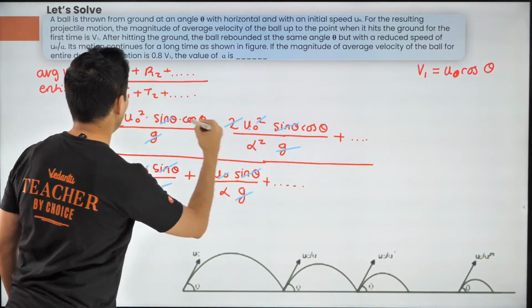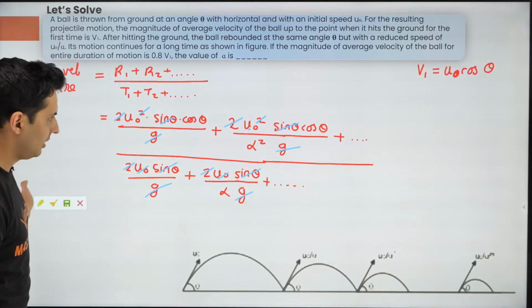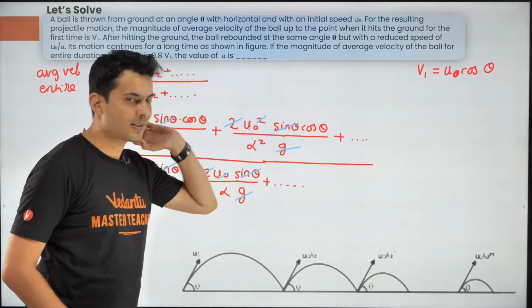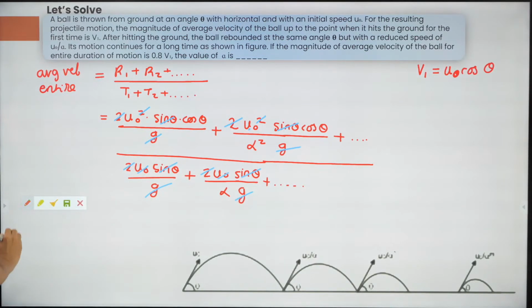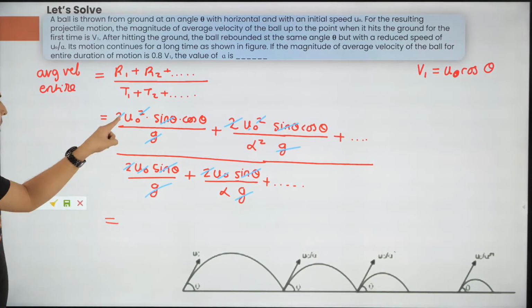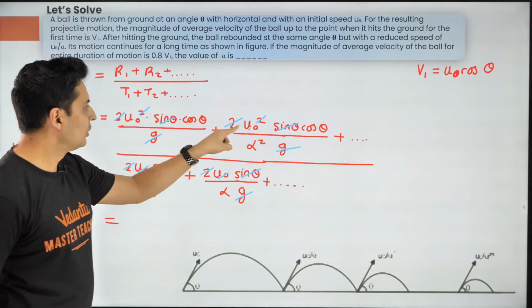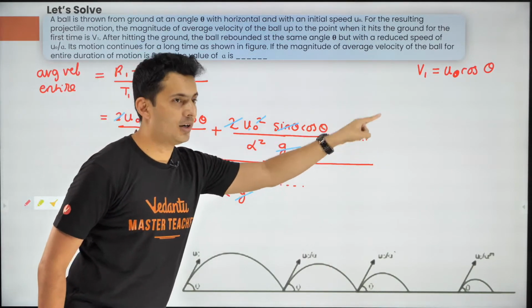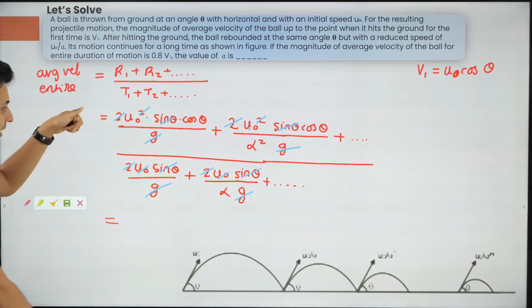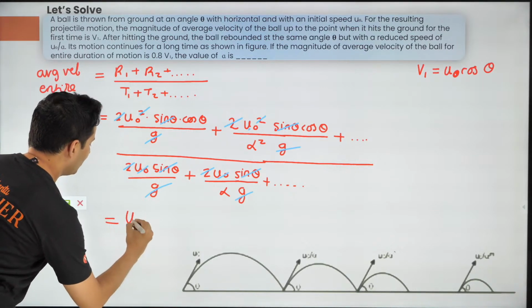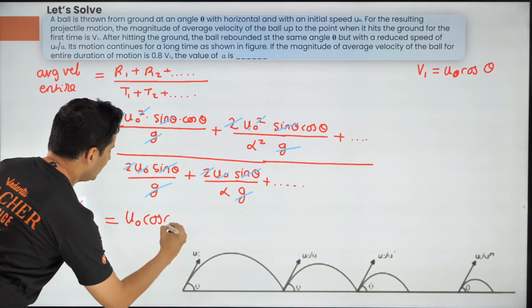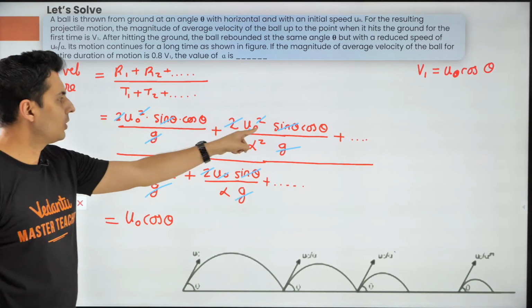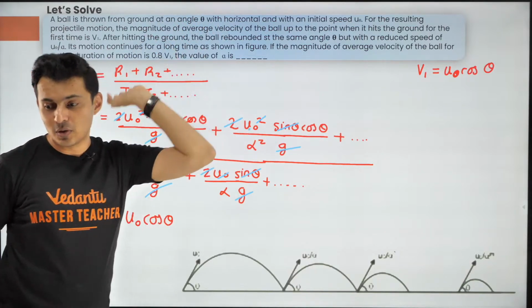One of the U0s and one of the U0s gone. I hope this is clear. So what is remaining, you will say? Look at that. U0 cos theta, U0 cos theta, U0 cos theta. So on the top, what is common? U0 cos theta. Every term has U0 cos theta.